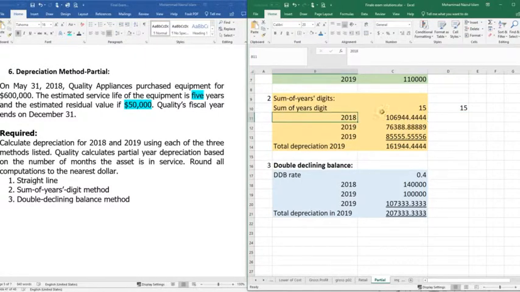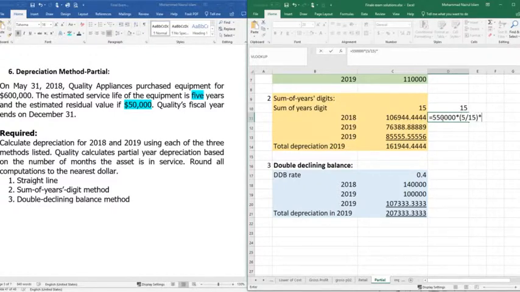And for 2018, see how the depreciation will be for 2018. Let me show you the formula here. Our depreciable amount is 550,000 multiplied by 5 over 15. This is the first year's depreciation, multiplied by 7 over 12. Can you see that? So this is the amount. It's the same amount.